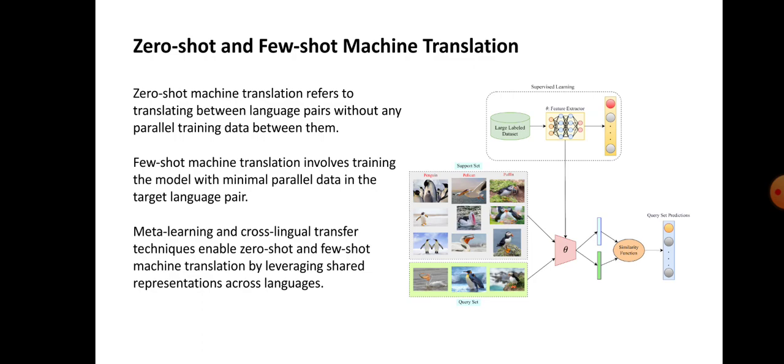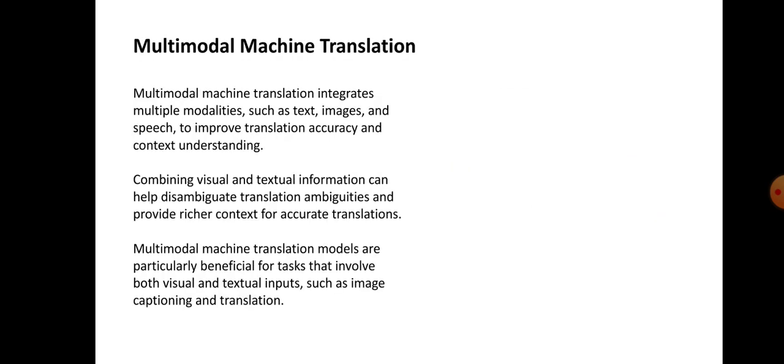Zero-shot machine translation refers to translating between language pairs without any parallel training data. Few-shot and meta-learning cross-lingual translation techniques work in machine translation by leveraging shared representations across languages. Multimodal machine translation integrates multiple modalities such as text, images, and speech to improve translation accuracy and context understanding. Combining visual and textual information can help disambiguate translation ambiguities and provide richer context for accurate translation.